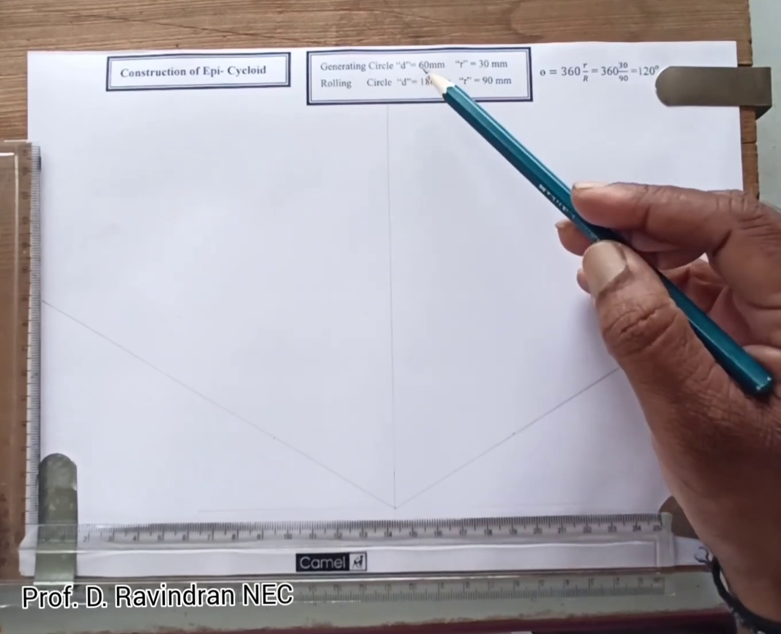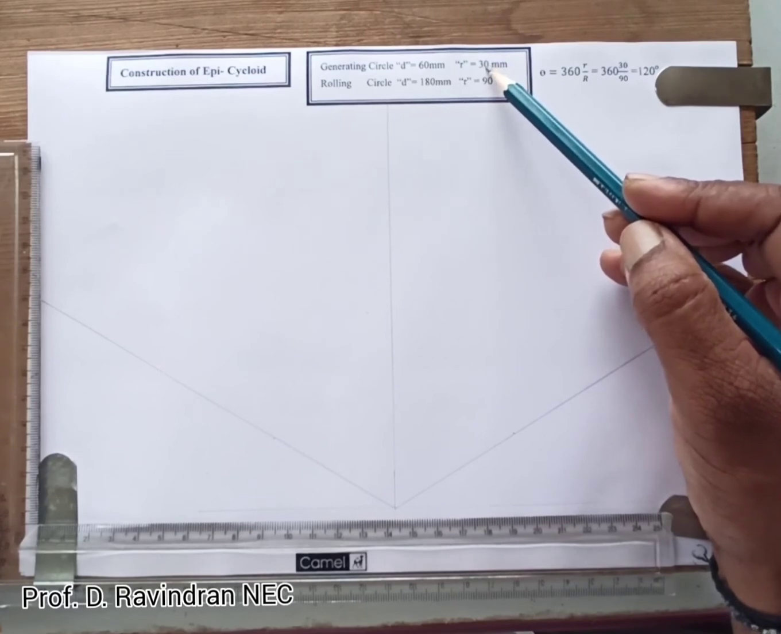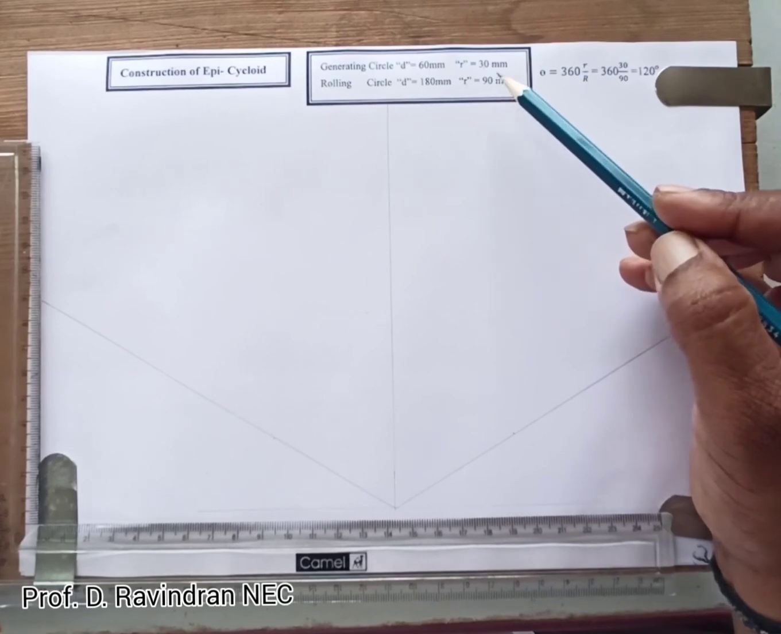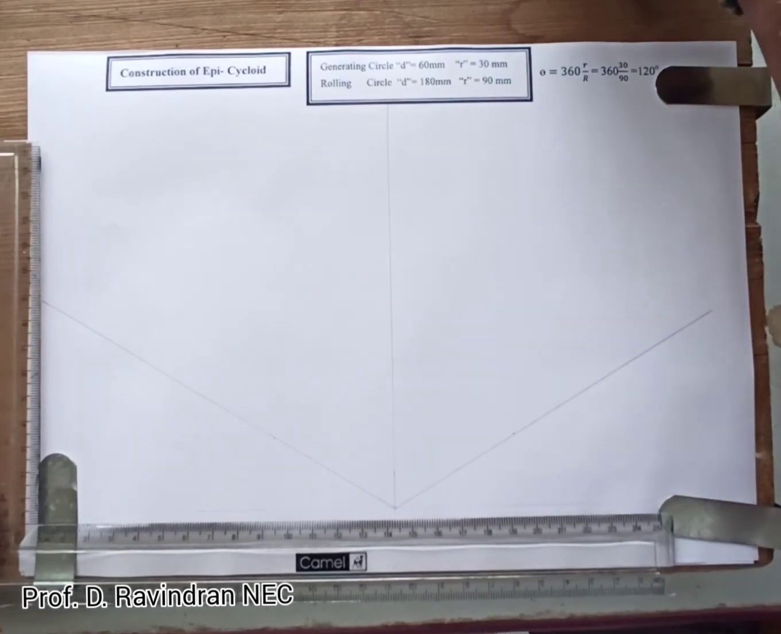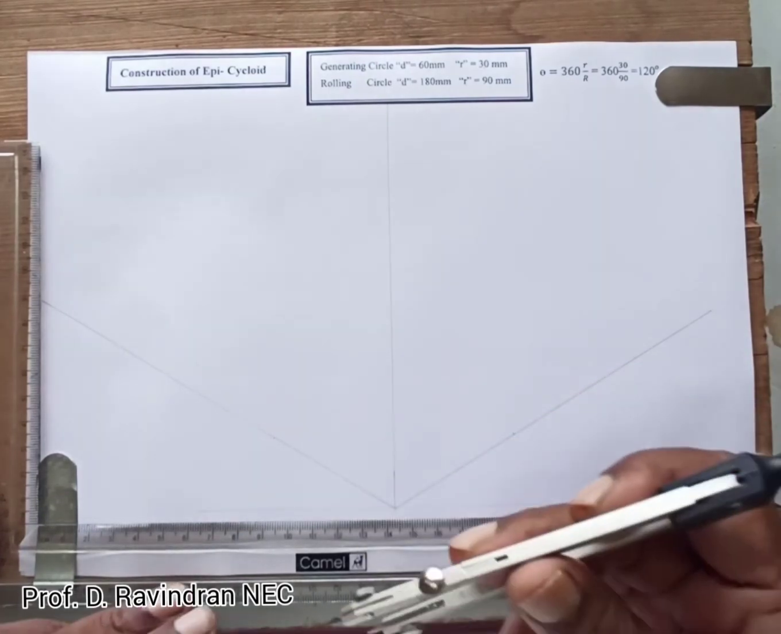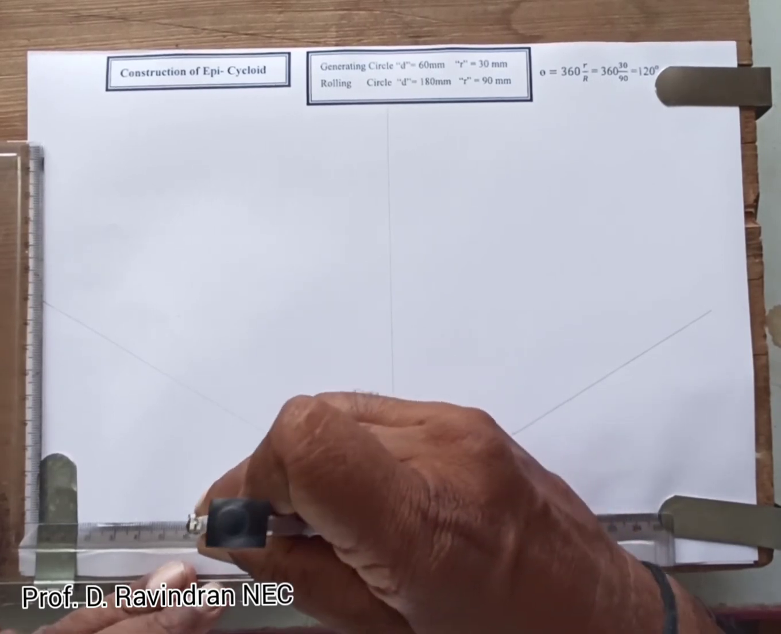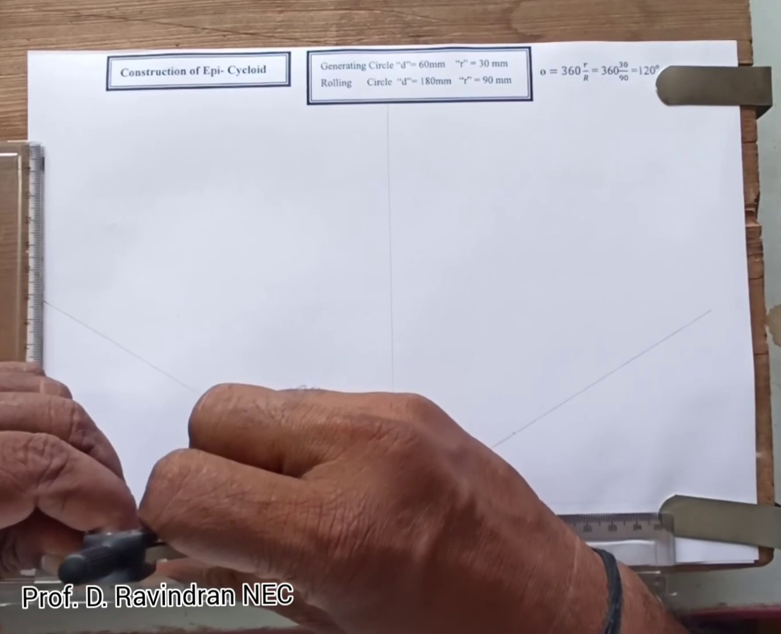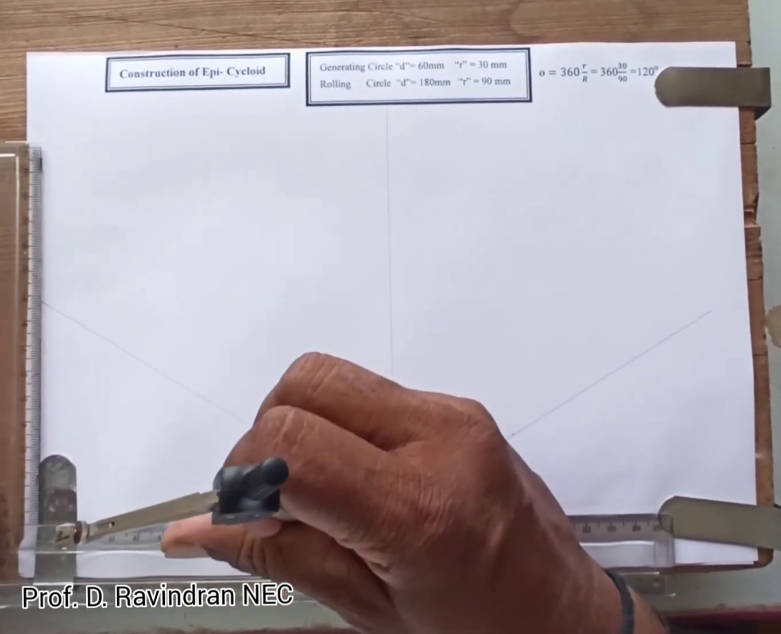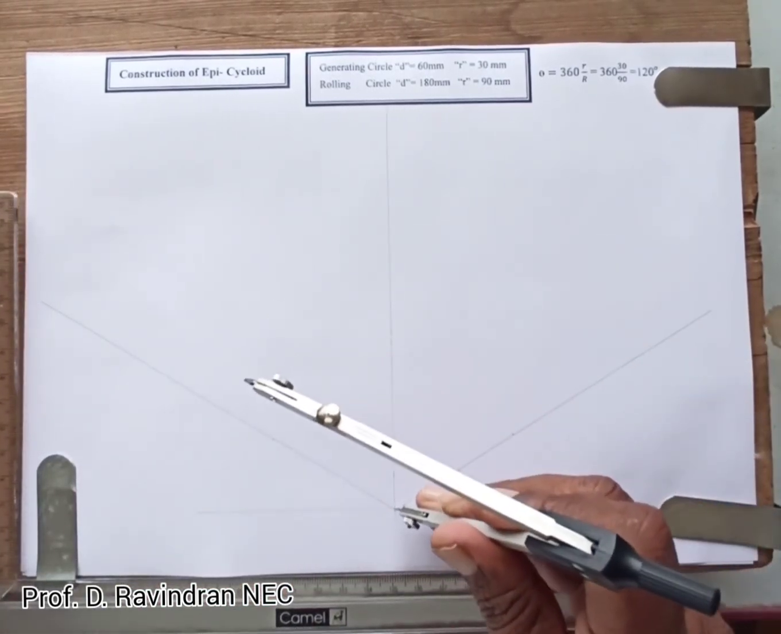Here in this problem, let us consider the generating circle diameter 60 mm and radius equal to 30 mm. The rolling circle diameter is 180 mm and radius equal to 90 mm. Now initially let us consider the rolling circle with radius of 90 mm. So here I am just taking the rolling circle radius of 90 mm. I have fixed 90 mm radius for the rolling circle.